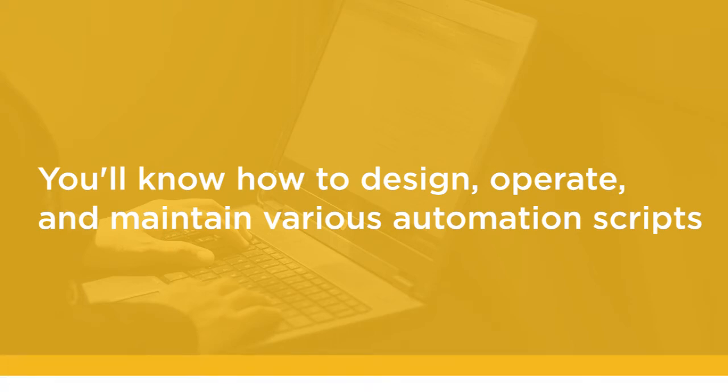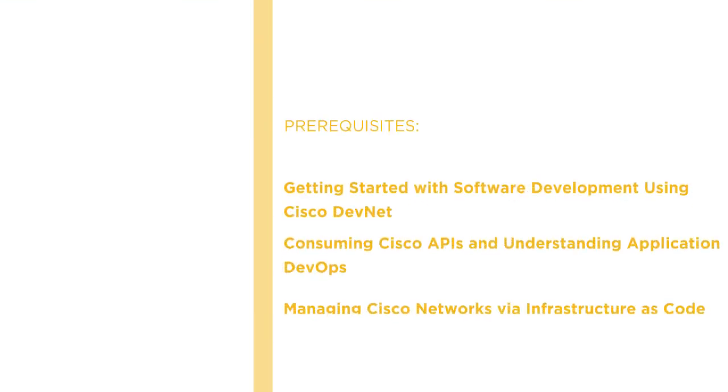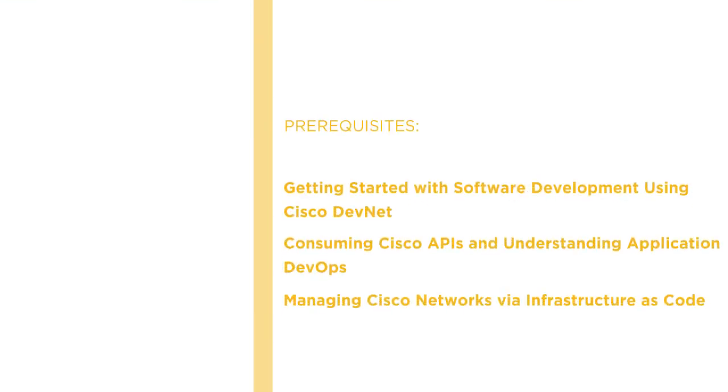Before beginning this course, I'd recommend the following prerequisite courses. These three courses provide the foundation of software development and programmability skills that are extended in this course. The content around Cisco product APIs will be especially helpful. I'm assuming you already have a strong background in Python programming.